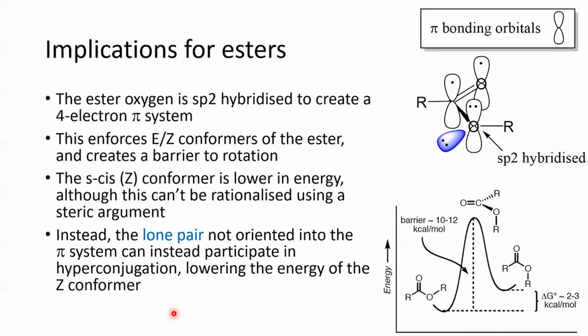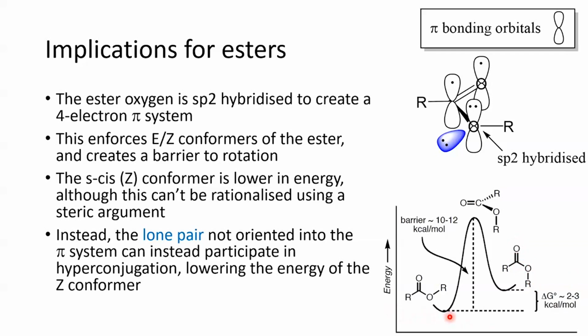So we can start to think about this in terms of named organic reactions, in particular involving esters. So if we think about the ester oxygen, it's sp2 hybridized and donates 2 electrons into this 4-electron pi system. That effectively locks the conformation of the R group and the lone pair into one of 2 positions, those being the E or Z conformers. This pi system also creates a barrier to rotation around this group shown here. So the s-cis conformer, where we have the ketone oxygen and the R group on the same side, this is the Z conformer and it's lower in energy versus the s-trans conformer, also known as the E conformer.